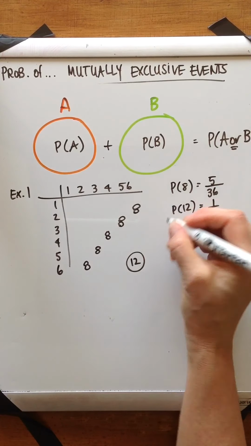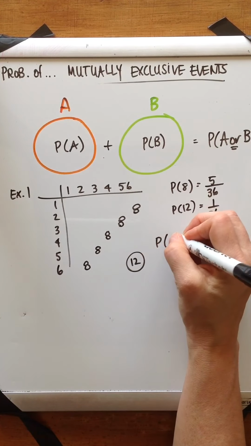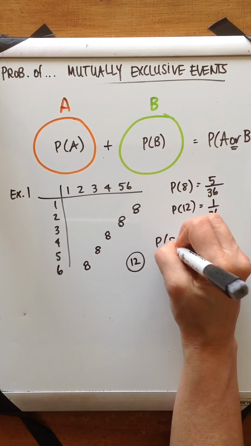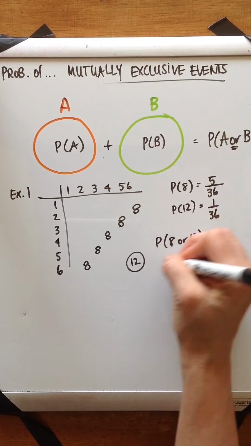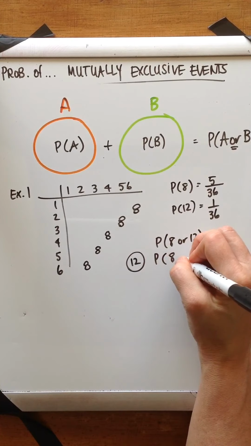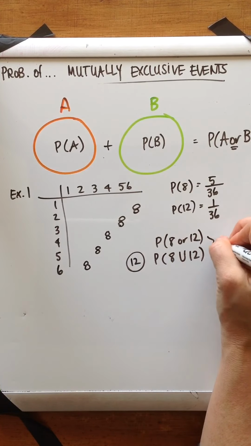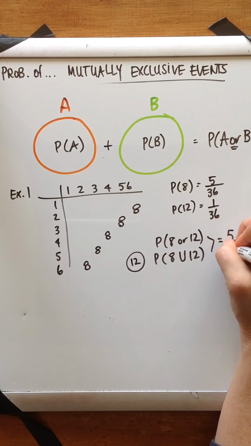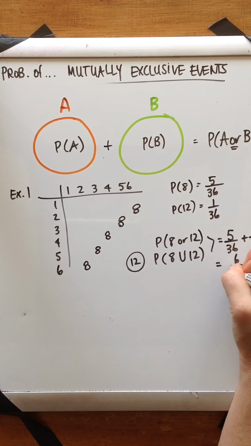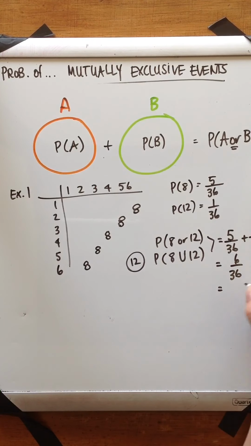So if we want to know the probability of getting an 8 or a 12, and note that we could write it like this as well. Okay, either way, we would simply add those two probabilities together. In this case, we would get 6 out of 36, and reducing it to lowest terms would be a 1/6 probability.